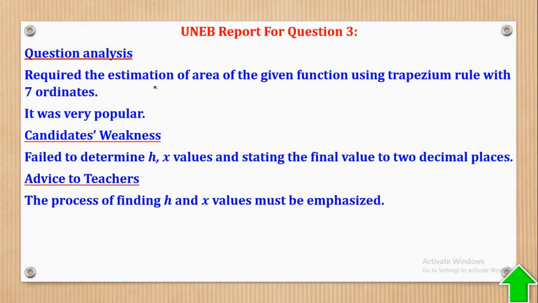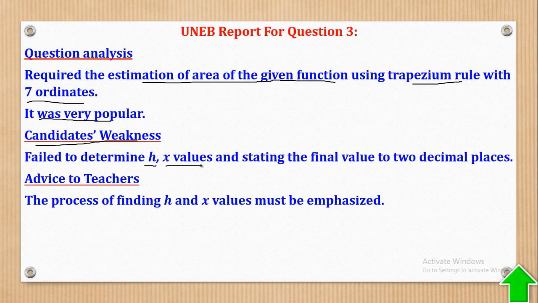So the question required estimation of the area of the given function using the trapezium rule with 7 ordinates. So the question was very popular, meaning it appears frequently in the previous past papers. The weakness of candidates is that they failed to determine the value of h. Most candidates forgot to subtract 1 from the number of ordinates. So they just said 3 minus 0 over 7, which is not okay.